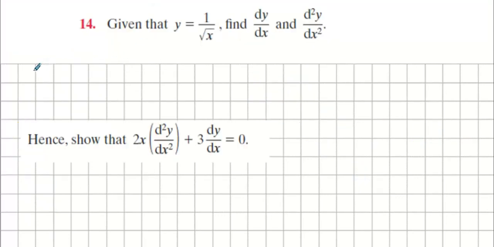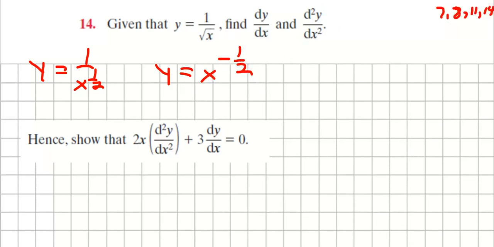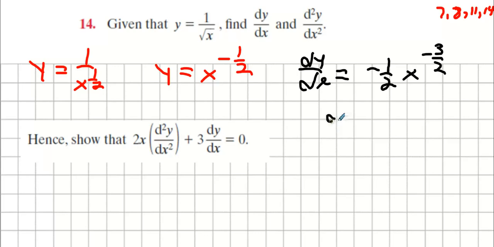The only thing I'll give you on 14 is the prep work. Change y into x to the power of minus a half before you start differentiating. So you turn 1 over root x into 1 over x to the power of a half, and then with the negative power rule, x to the power minus a half. Differentiate once. Who got minus a half x to the minus 3 over 2? Differentiate a second time. Minus 3 over 2 times minus a half is 3 over 4. Take 1 away from the power. You got x^-5/2.